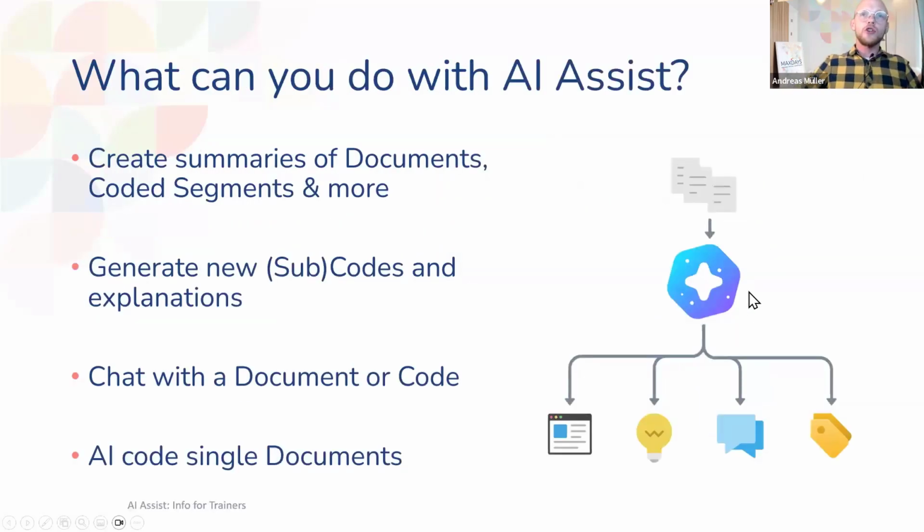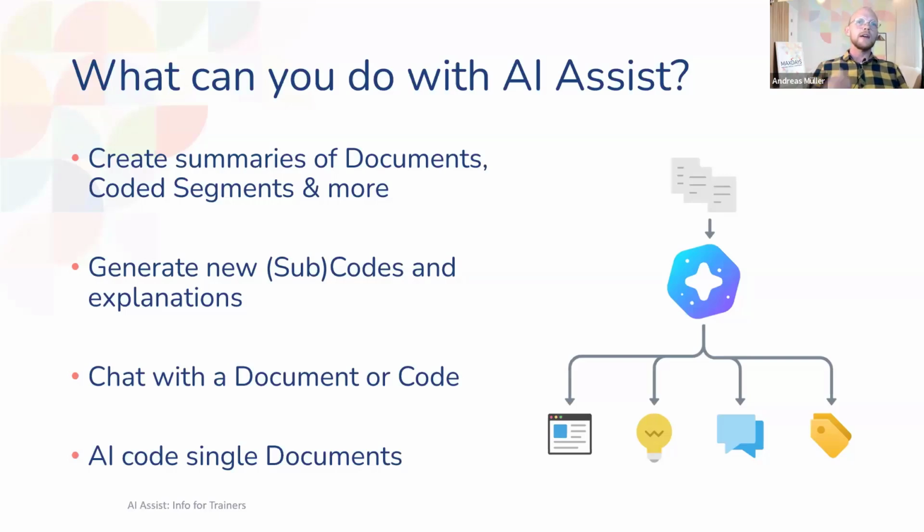When we now look at the functionalities of AI Assist, I classify them into roughly four types. The first one are functionalities to summarize data, to reduce its complexity. So you can create summaries, for example, of documents or of codes and their coded segments. We have seen, for example, in a session I did earlier today, that we can paraphrase using AI Assist. We can create segment comments. We can summarize all kinds of data. I will show you an example a little bit later.